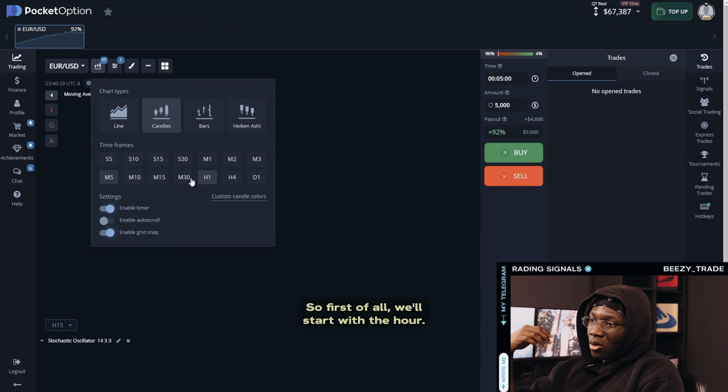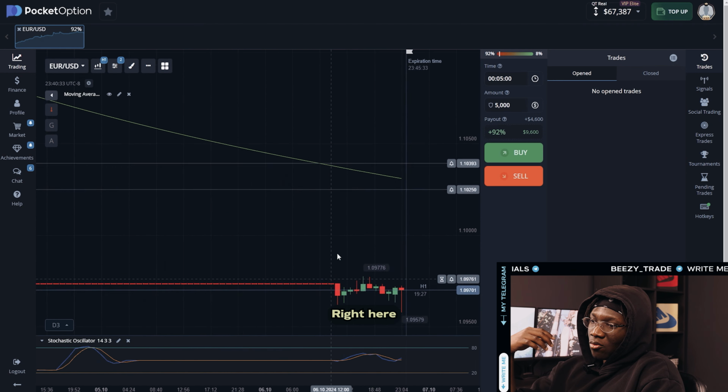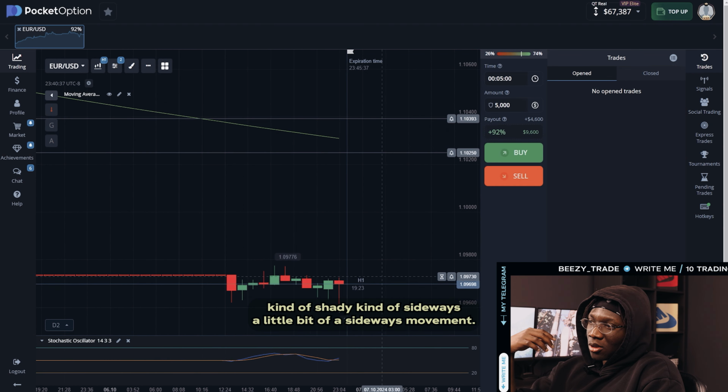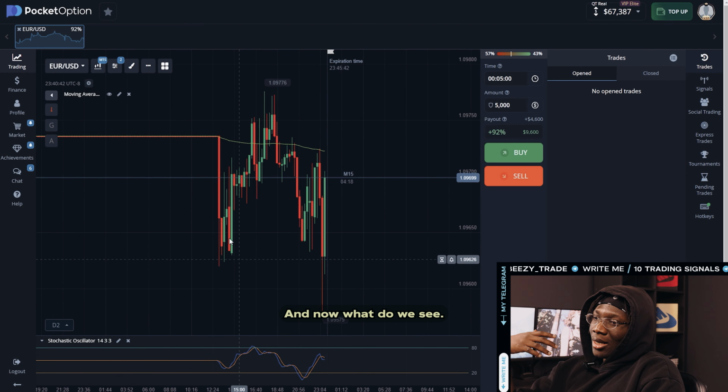So first of all, we'll start with the hour, and as we can see right here, it's kind of shady, a little bit of a sideways movement. We want a clearer picture, so we will go down to M15. Now what are we seeing?